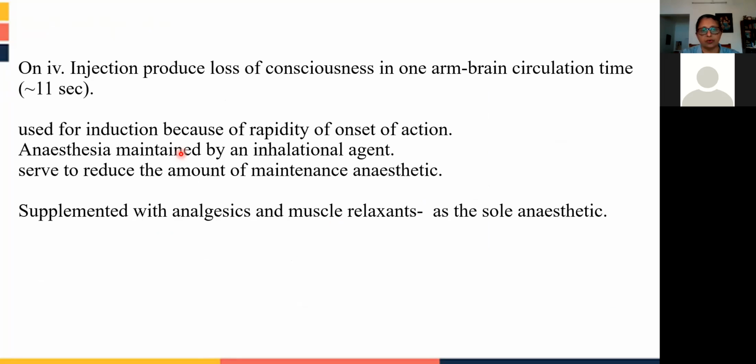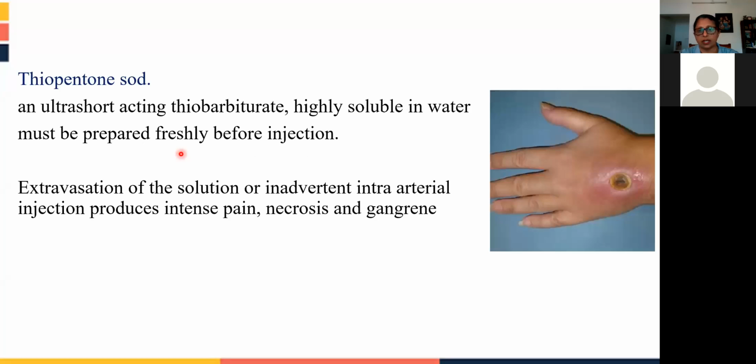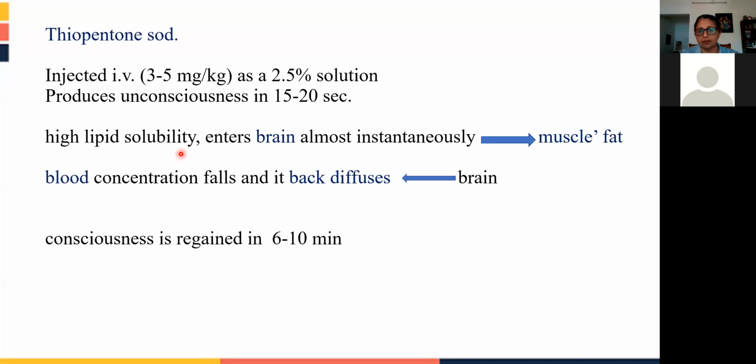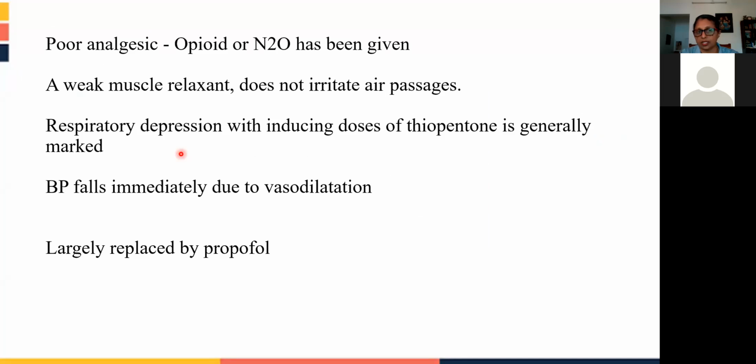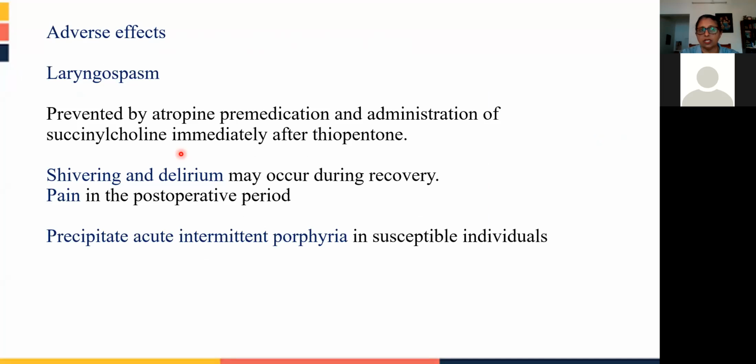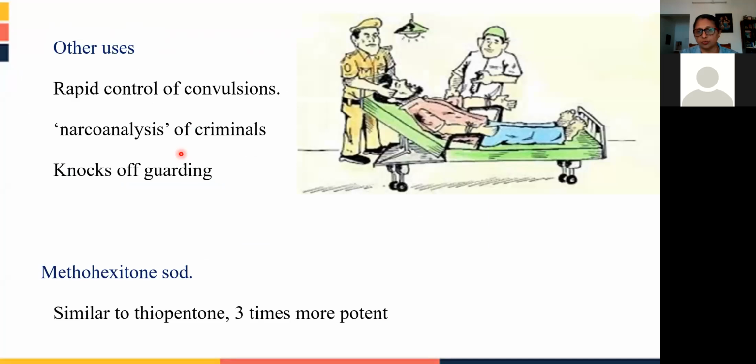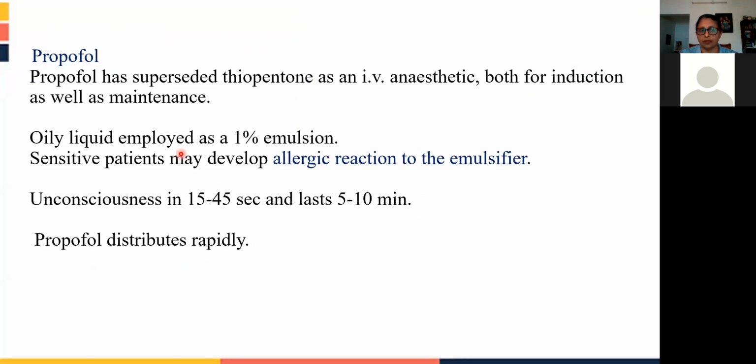Only important points I'll show. There is one arm to brain circulation, which takes 11 seconds. Thiopentone, if there is extravasation, can cause gangrene. It is a poor analgesic and a poor muscle relaxant. BP fall can occur. It can cause laryngospasm, and thiopentone can precipitate acute intermittent porphyria. It is used for narcoanalysis and also for convulsions. So that is thiopentone sodium.